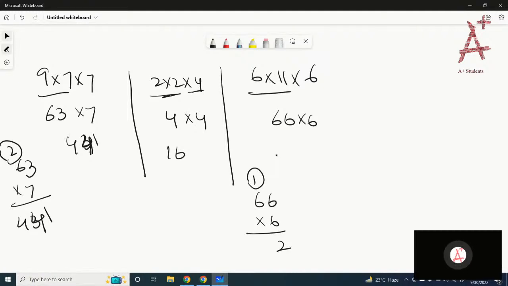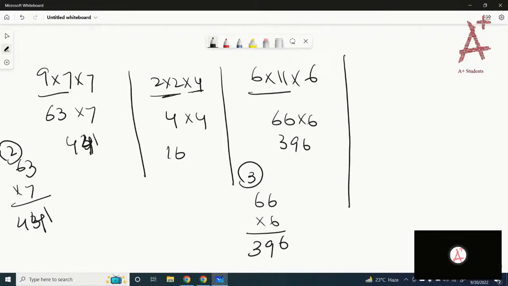And then again, 6 times 6 is 36. Write the 6 over here and carry the 3. Again, you have to do 6 times 6. So 6 times 6 is 36. Then you have to add 3, 37, 38, and 39. So it would be 396. So you're given three of the options. So select the correct option. 396 is the correct option, and then click on the OK button.